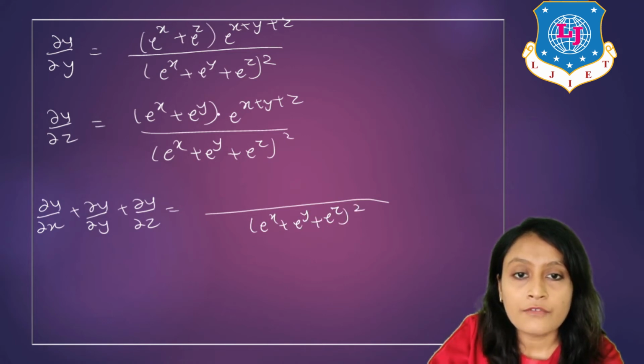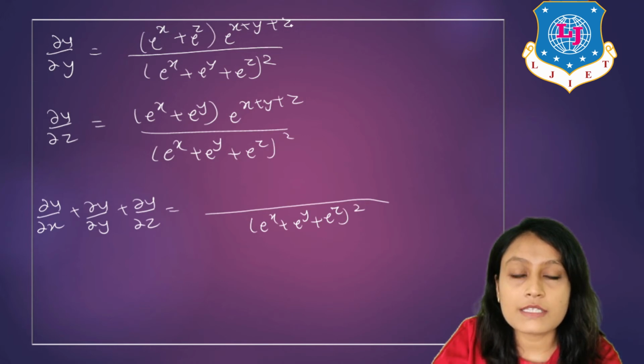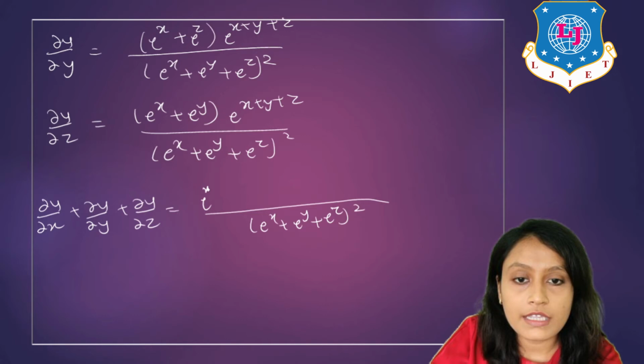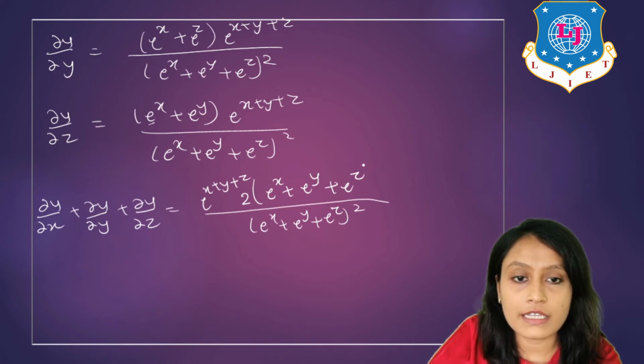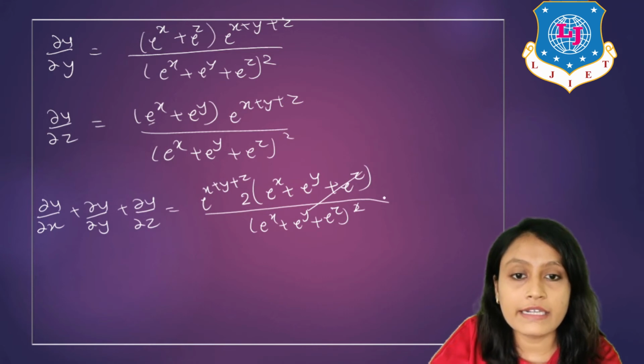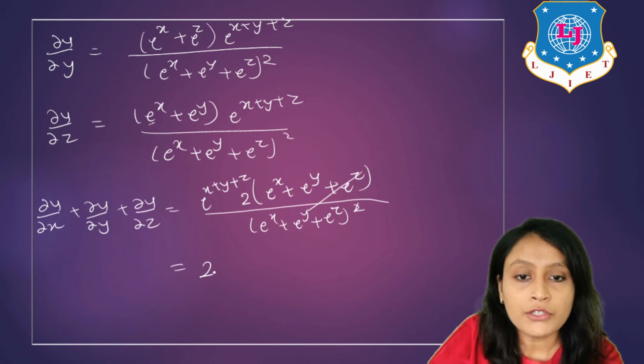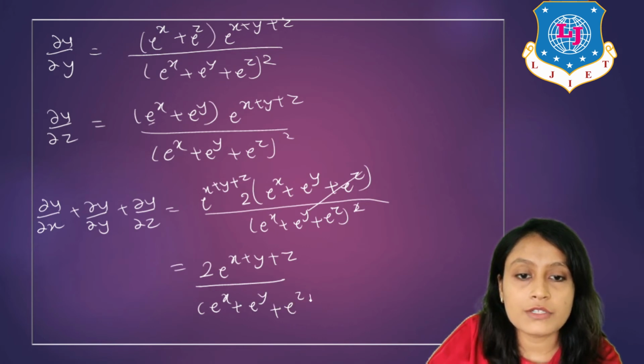Okay, and from the numerator we will take e raised to x plus y plus z common. Now you can see we have 2 times e raised to x, 2 times e raised to y, and 2 times e raised to z. So also we will take 2 common, and here we have e raised to x plus e raised to y plus e raised to z. Right, this e raised to x plus e raised to y plus e raised to z will get cancelled, and what remains is 2 e raised to x plus y plus z upon e raised to x plus e raised to y plus e raised to z.